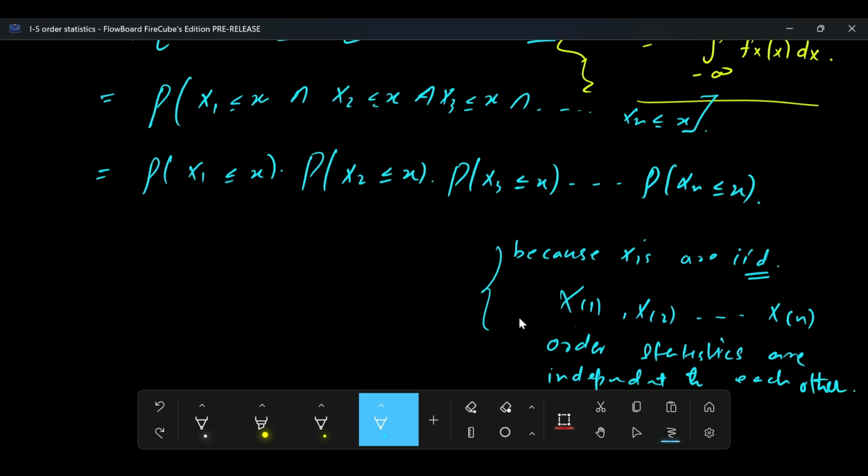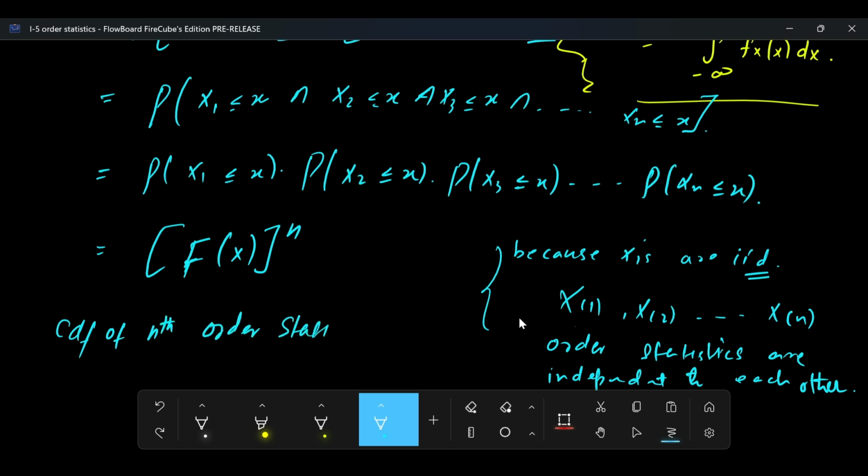Now see, can I write this as a product of n terms? This is written like this: probability x raised to the power n. Now we get the CDF of the nth order statistic, that is F of x raised to the power n, F_n(x) = [F(x)]^n.